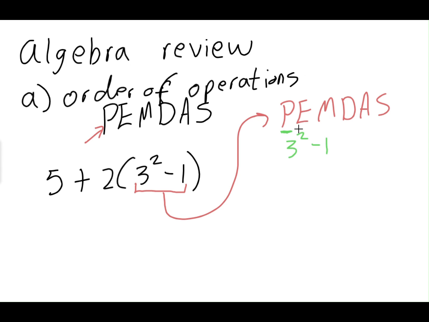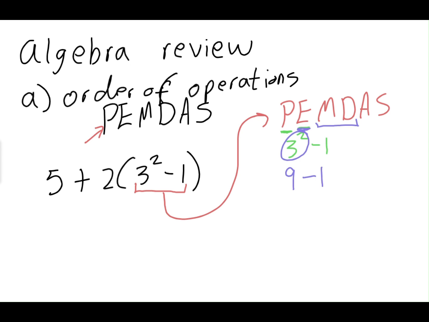So we go to the next thing. That's going to be the E for the exponents. And we do have an exponent, so 3 squared, that's 9. And then we still have our minus 1. We go on. M and D. That's multiplication and division, the next thing you do. Now these are at the same level. So remember, if there are things that are at the same level and you're not sure what to do first, go from left to right. But in this case, there is no multiplication or division.